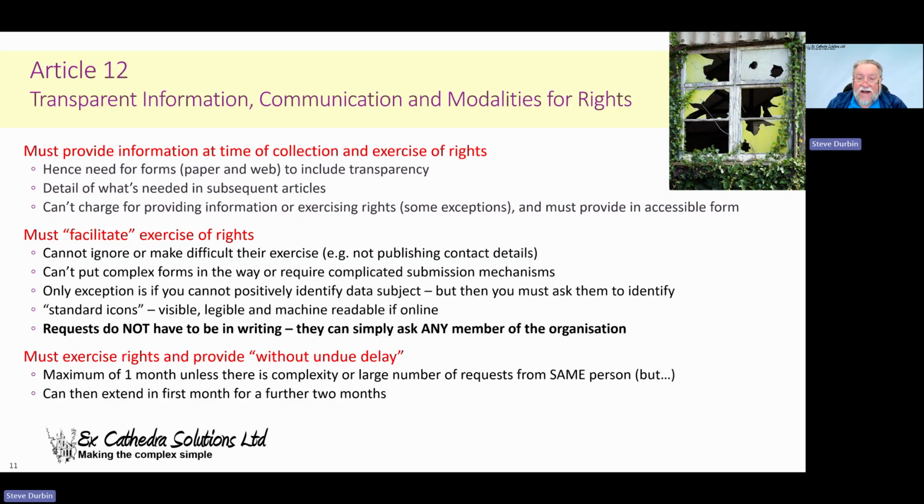Okay, you can extend in that first month for a further 2 months if it's complex, but you have to tell them in the first month. You can't get to the end of the month and go, oh, we've managed this, and then try to extend. That is not legal, and you will get an ICO notice on that if you do it. Okay, so bear those two in mind. You have to start dealing with this stuff fairly quickly. Some requests can take a long time.